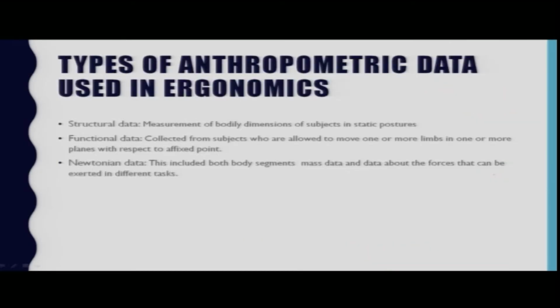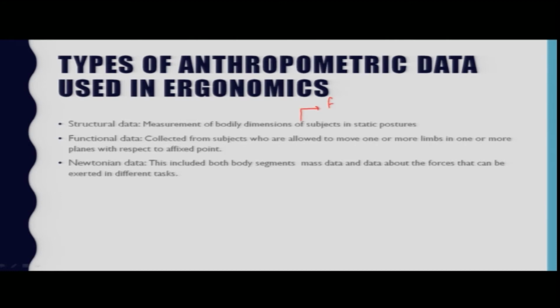Now, we come to the types of anthropometric data used in ergonomics. There are basically three types of data. First is structural data, second is functional data, third is Newtonian data. The structural data is the measurement of body dimensions of a subject in static postures. That is typically used to optimize furniture.